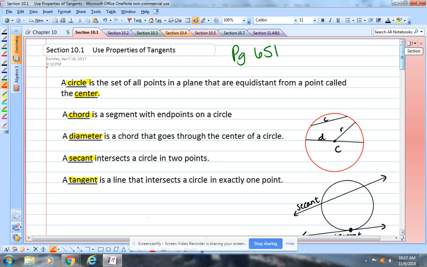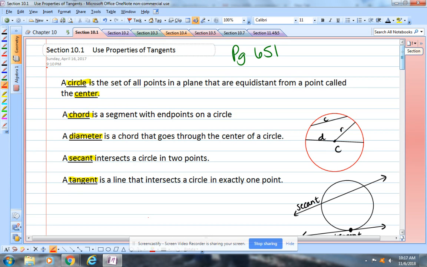So basically, a circle is the set of all the points in a plane that are equidistant from a point called the center. What does equidistant mean? The same distance, the same length, okay? So a circle is all the points that are equidistant from a center point. We know it by its basic shape. It is round. It goes around.